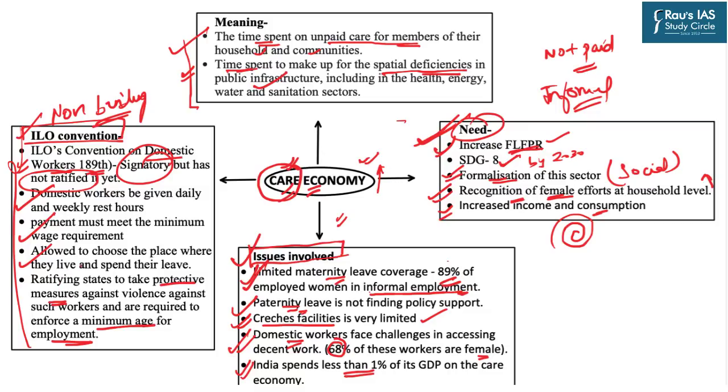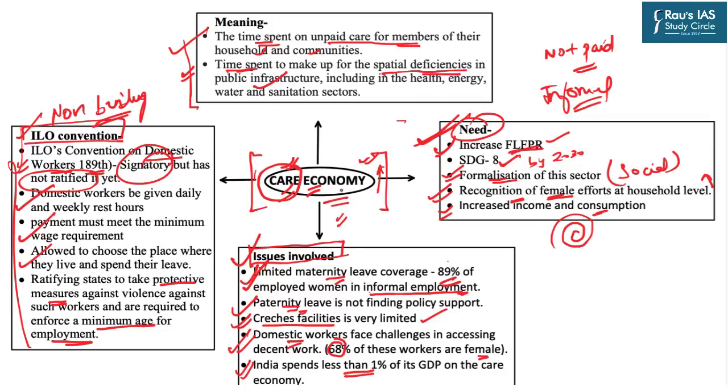Whether a worker is in the formal IT sector, whether he is an engineer, or some other person is in the informal sector, both are citizens of this country and both are human, and that is why both require equal protection as far as worker rights are concerned. And that is why we have discussed the major dimensions associated with the concept of care economy.